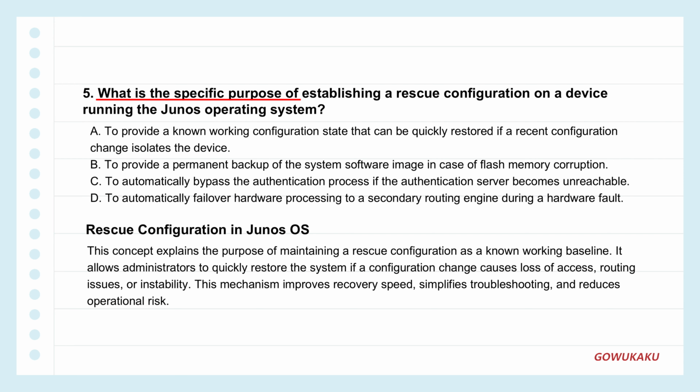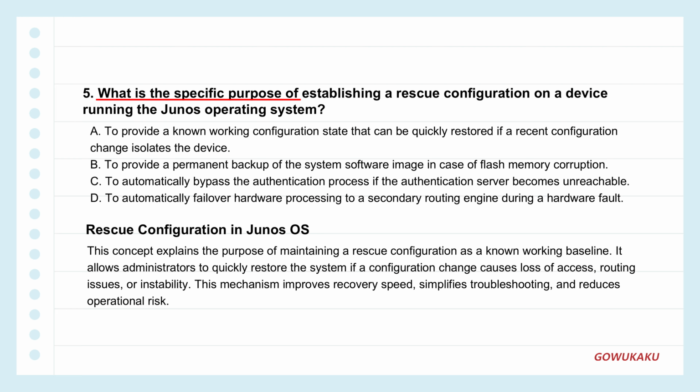A. To provide a known working configuration state that can be quickly restored if a recent configuration change isolates the device. Okay. B. To provide a permanent backup of the system software image in case of flash memory corruption. C. To automatically bypass the authentication process if the authentication server becomes unreachable. And D. To automatically fail over hardware processing to a secondary routing engine during a hardware fault.